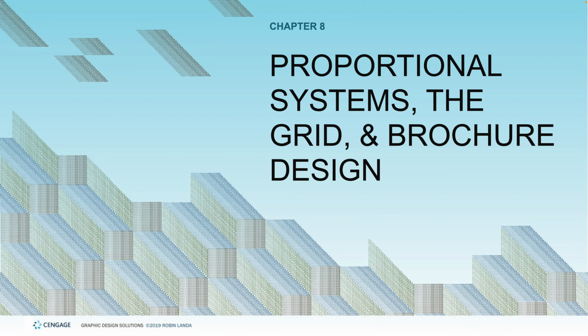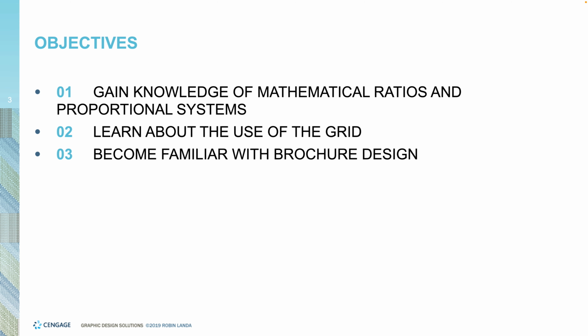In chapter 8, we're dealing with proportional systems in grid and brochure design. So it's really going to go in, and we're going to start to build off of what we did dealing with compositions. With this, we're going to start to look at the mathematical ratios and proportional systems. As you start to work with this, once you understand how it works, once you start to think about grids and use grids, what you're going to find is that designing everything gets easier.